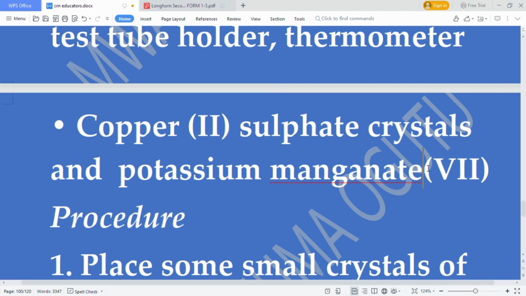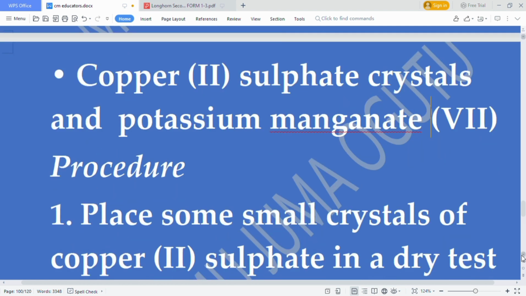So now we have the procedure. We place some small crystals of copper. Remember, in this we are carrying out two different experiments. So now we begin with copper(II) sulfate.